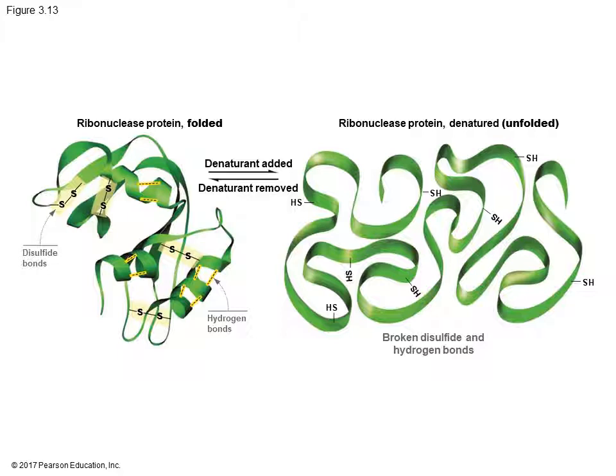So here's an example of a protein. On the left-hand side, you see that it's a three-dimensional shape held together by hydrogen bonds and disulfide bridges, but when it becomes denatured, it literally unravels. And when it unravels, it has broken the hydrogen bonds and the disulfide bridges, and it is no longer a functioning protein. It is denatured.